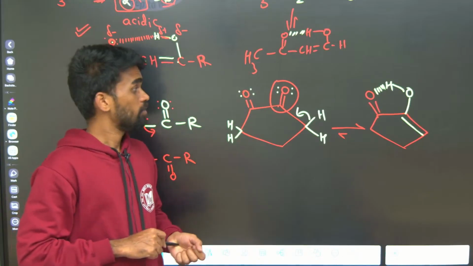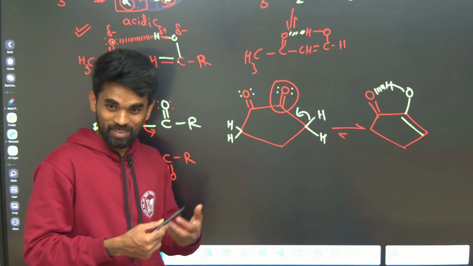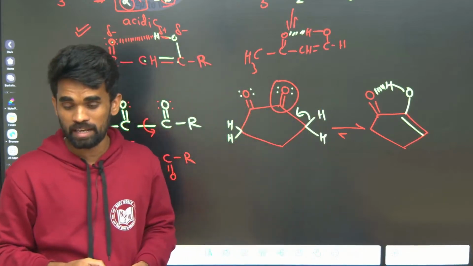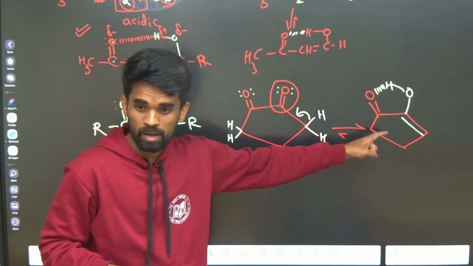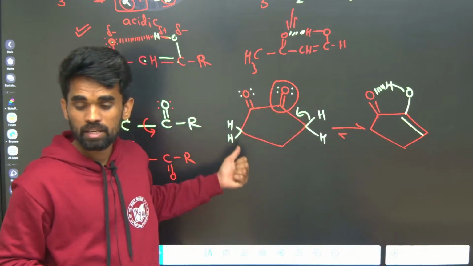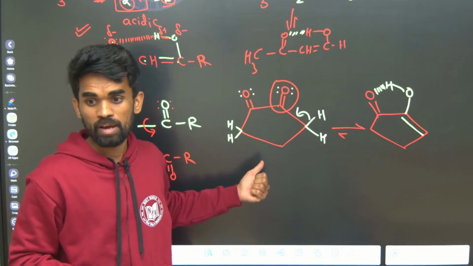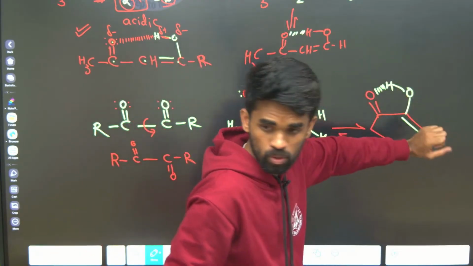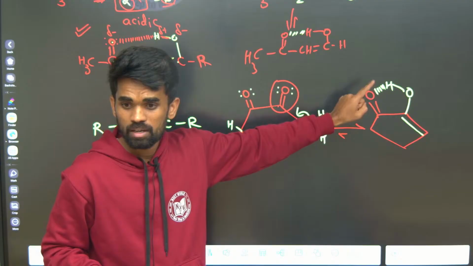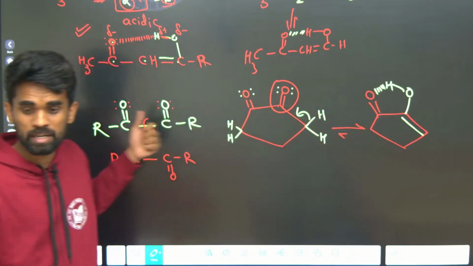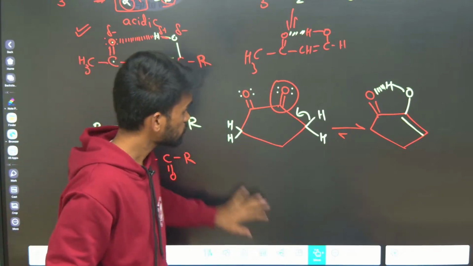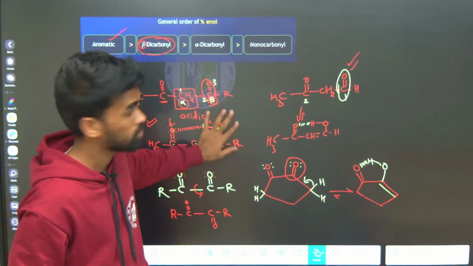Yes, that is what I am saying. That is our conclusion here. So whenever cyclic alpha dicarbonyls are there, the enol form will be major compared to the keto form. Why? Because the cyclic alpha dicarbonyl compounds are stabilized by hydrogen bonding. That is not possible in open chain. Okay, is this clear?